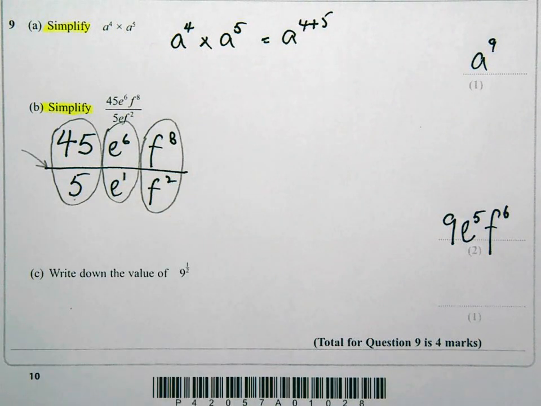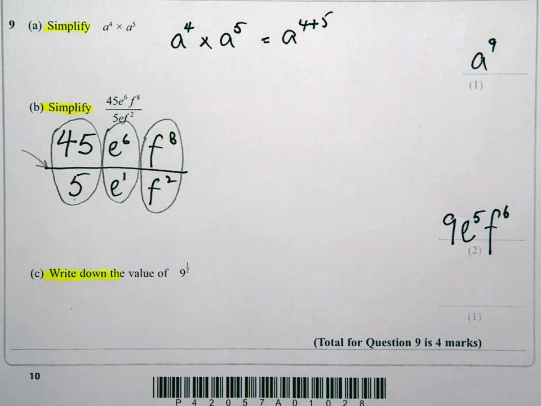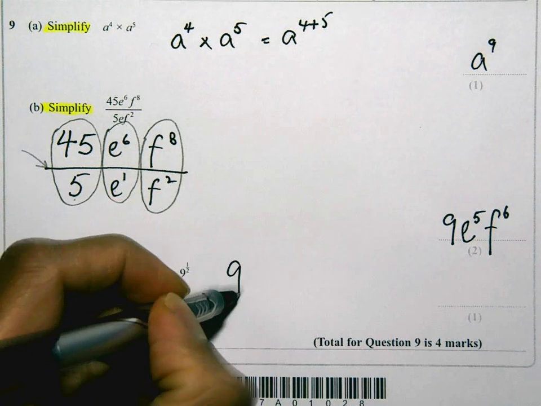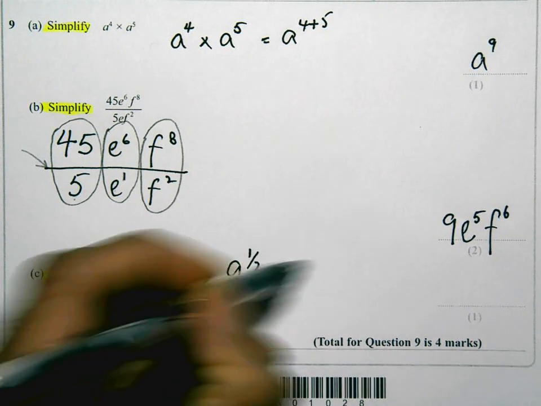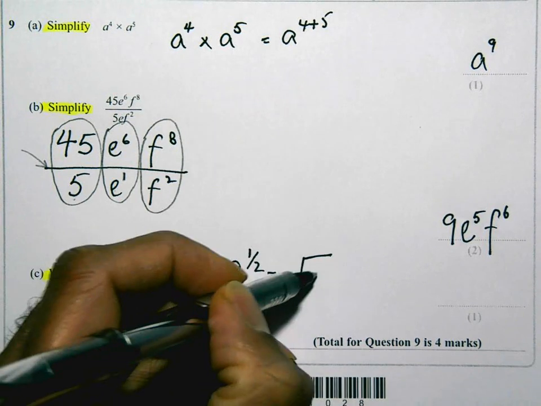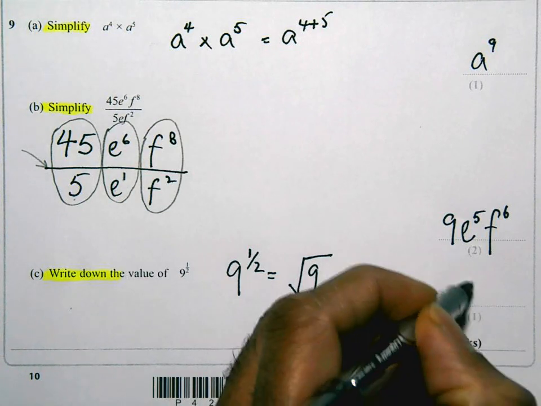Part C, write down the value of. Write down means there's very little working out to do. It's something that you should know. Writing this a bit larger so you can see it: 9 to the power of a half. Anything to the power of a half means just square root it. So basically they want us to work out the square root of 9. That means what number times by itself will give you 9. And the square root of 9 is 3.